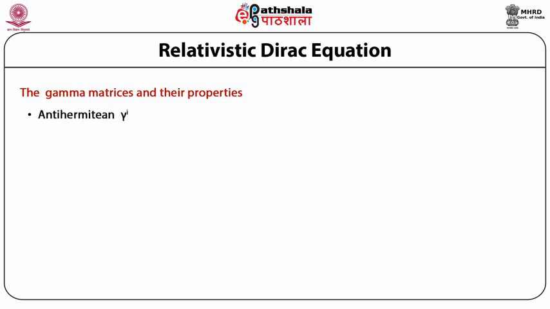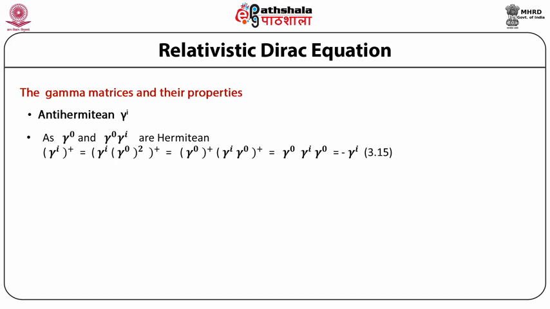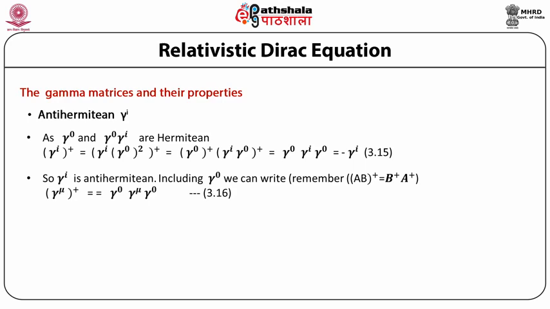Anti-Hermitian gamma i. As gamma naught and gamma naught squared are Hermitian, gamma i dagger is equal to gamma naught squared dagger into gamma i. We put the gamma naught squared because gamma naught squared is equal to 1, and if we take the dagger, it is gamma naught dagger into gamma i dagger gamma naught, which is equal to gamma naught gamma i gamma naught, which again becomes equal to minus gamma i. So gamma i is anti-Hermitian. Including gamma naught, we can write gamma mu dagger as gamma naught gamma mu gamma naught.